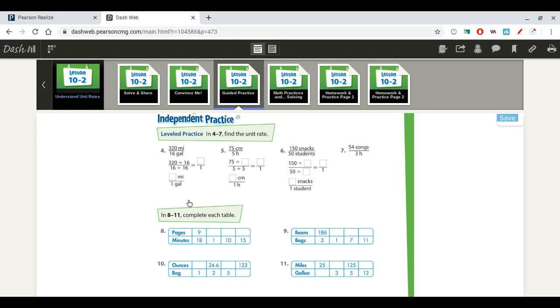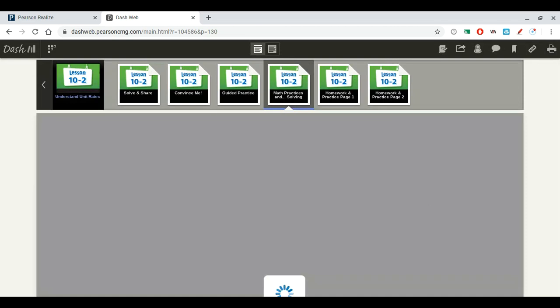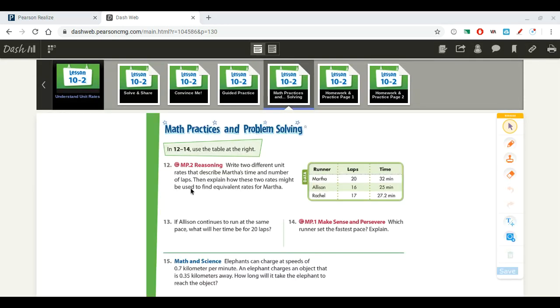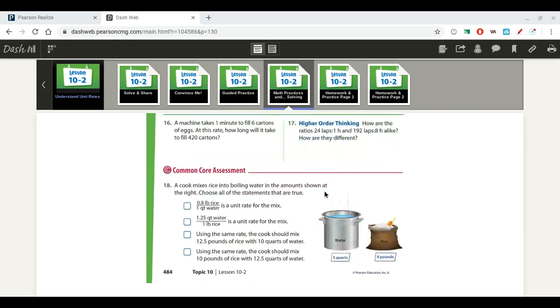So I would really like for you to go ahead and do all of 4 through 11. Those are going to be the problems that I want. I want you guys practicing finding that unit rate and then taking that unit rate and multiplying it by different values. And then when we take a look at your math practices and problem solving, I would like for you to do the following problems. 12 through 14 using this table, and then I'd like for you to do problem number 18.